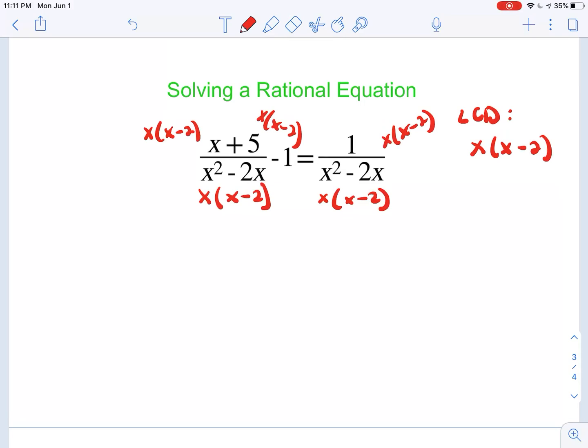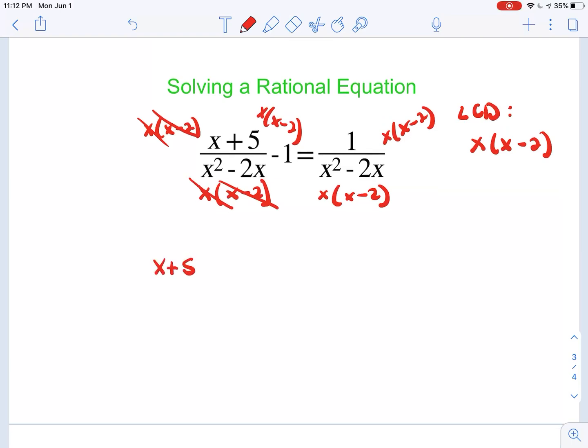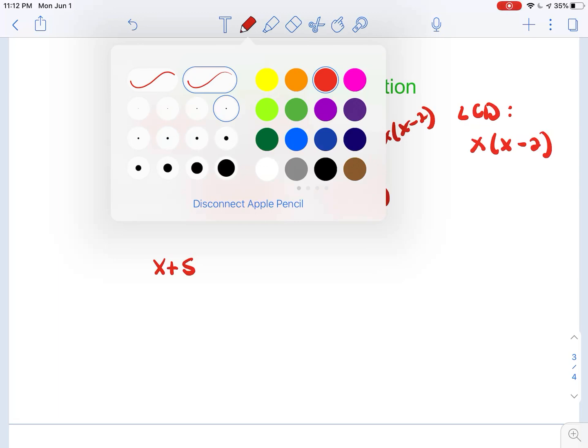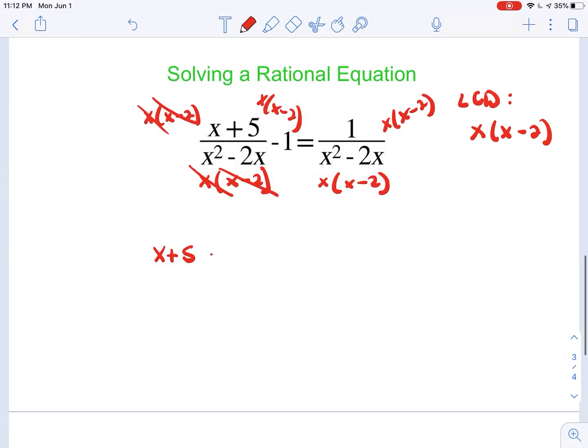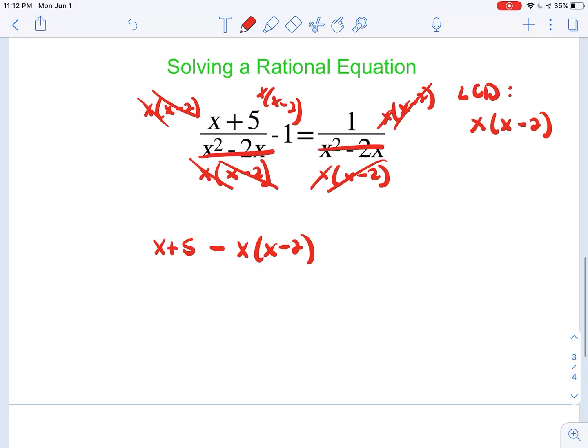Anything that is in common, numerator to denominator, can get canceled out. So minus 2, x, what am I left over with? An x plus 5. Well, in the second one, right, I have a minus x minus 2 because nothing canceled out. And over here we have x and x minus 2 canceled out. So these denominators are gone. All that's left is a 1.